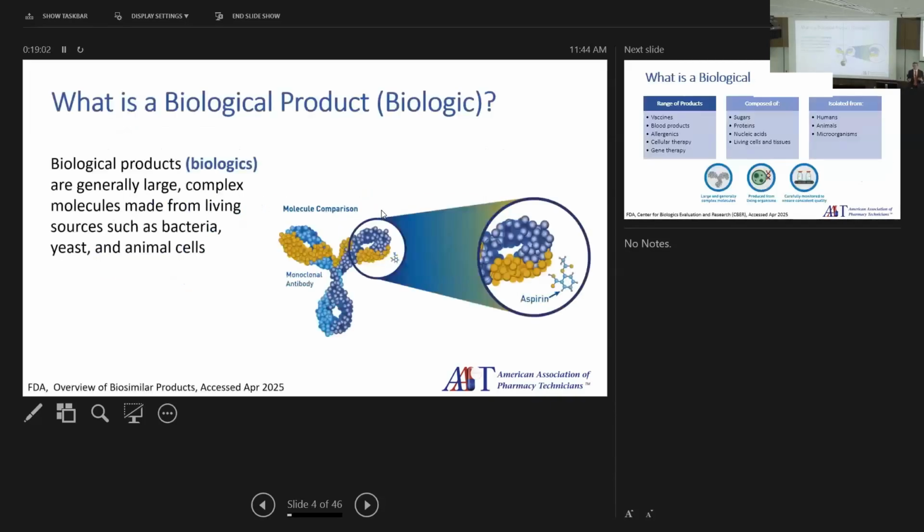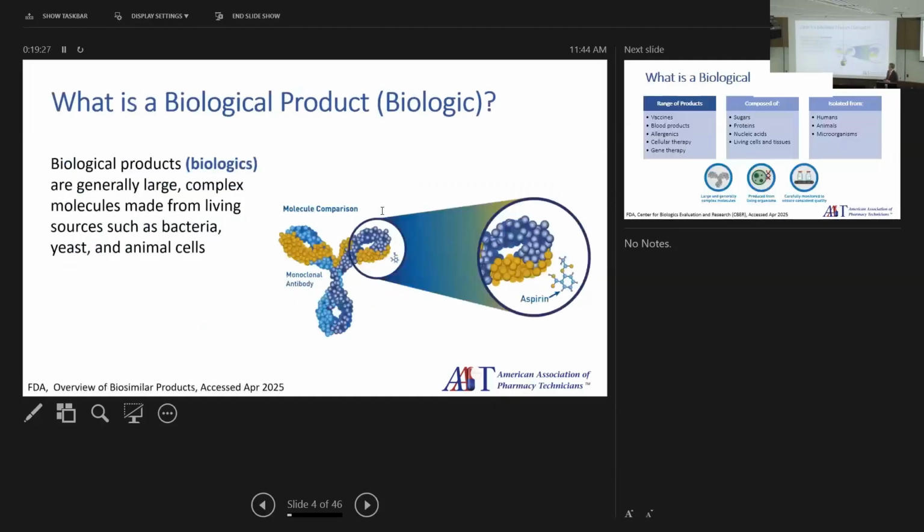What are these medications? So what is a biological product, also known as a biologic? A biologic is a large, complex molecule made of living sources, such as bacteria, yeasts, and animal cells. That's really the essential differentiating factor, that these are derived from living sources. They're not chemically synthesized like most medications that we think of as we dispense.